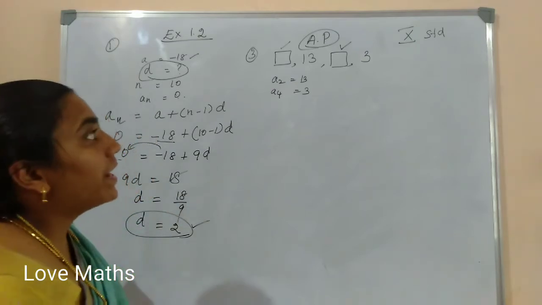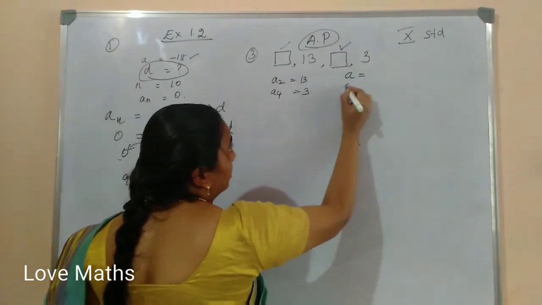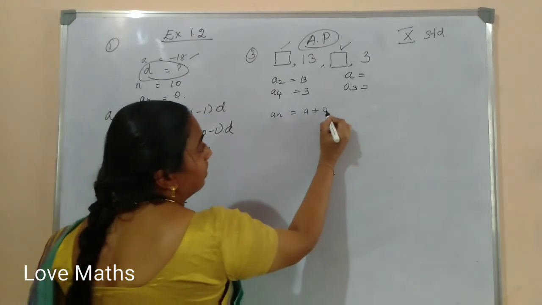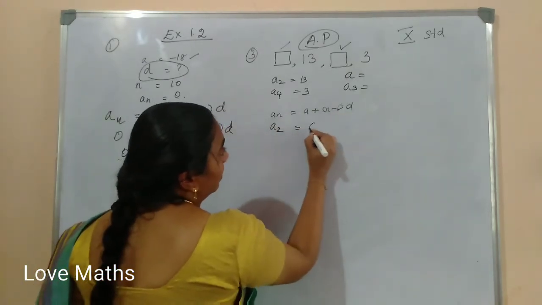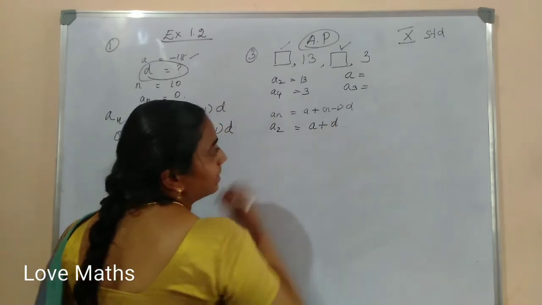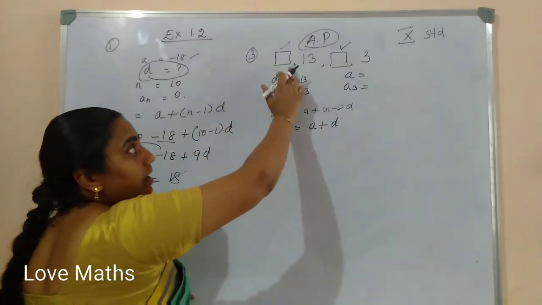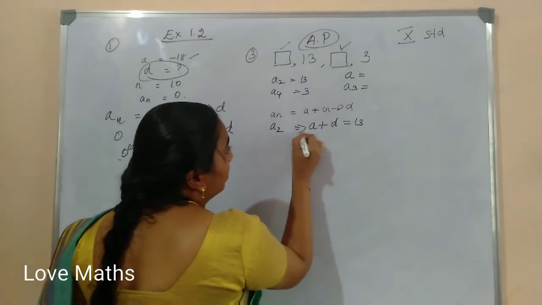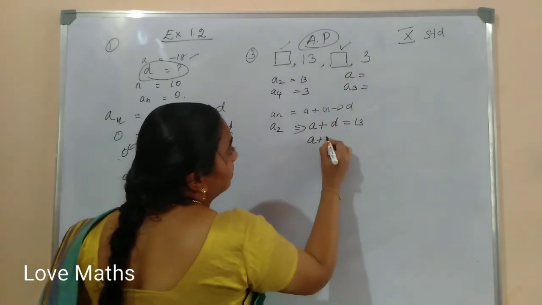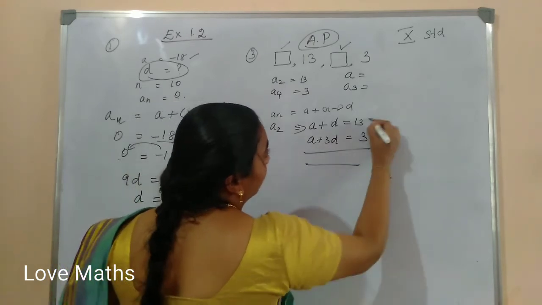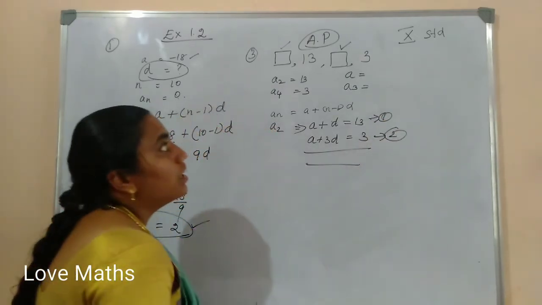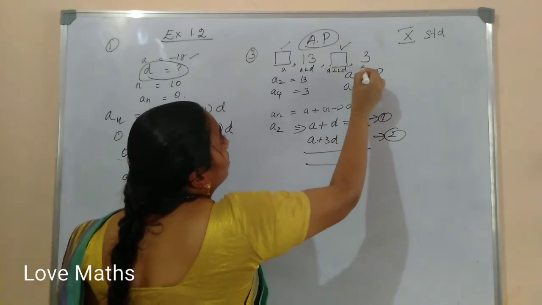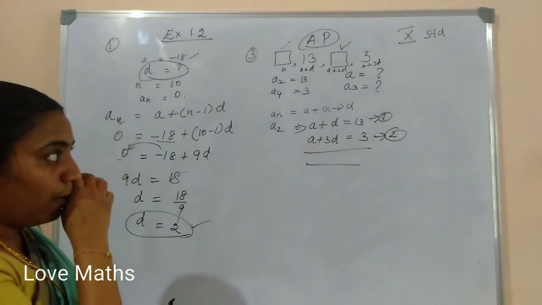Next, what we have to do, we should find out now A1, that means a and A3. An means a plus n minus 1 into d. The same way A2 means a plus 1d, 2 minus 1. So a plus d. General form is what? a, comma, a plus d, comma, a plus 2d, a plus 3d. So a plus d is 13. Next a plus 2d, a plus 3d. a plus 3d is 3. These are the given two equations. Is it clear? So you have to apply the general format. This is a, this is a plus d, this is a plus 2d, this is a plus 3d. Just apply.